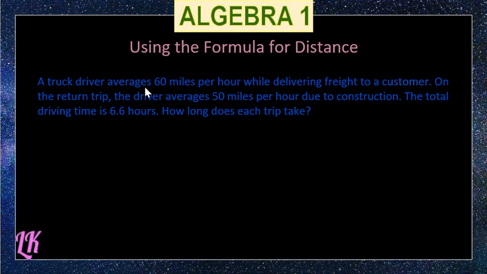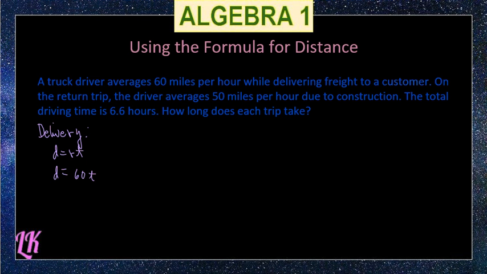So here we have the trip for the delivery. So we let d be equal to r times t. Now the distance is not given, but the average, or the speed, or the rate is given as 60 miles per hour. And then we do not know the time because we're solving for it.